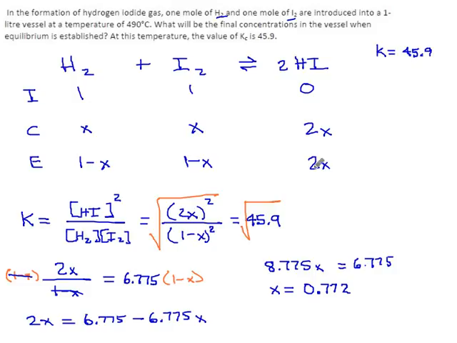Now, none of the answers are actually 0.772. We have to take this number back up into our table and sub it in these various places. So our concentration of hydrogen is 1 minus 0.772, which is 0.228. Iodine, exact same math, exact same answer. And for HI, it's 2 times x, so 2 times 0.772, which is 1.544. So those are our equilibrium concentrations for everything.